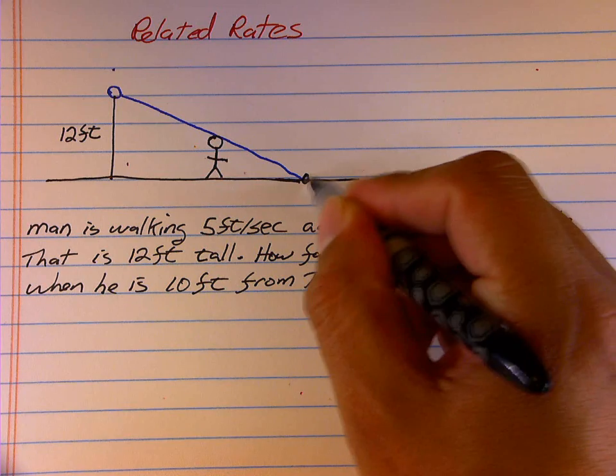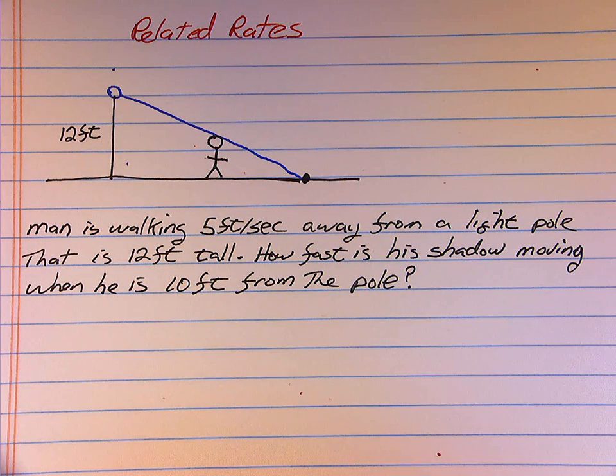The tip of his shadow is right here. I would like to know how fast that shadow is moving when he is 10 feet from the pole. So what I'm going to do is set up a few pieces of information that I know. I'm going to label these. Everything in this problem must be labeled as either static with a constant or dynamic with a variable. And that's very important with related rates. You must know what parts are moving and what parts are staying still.